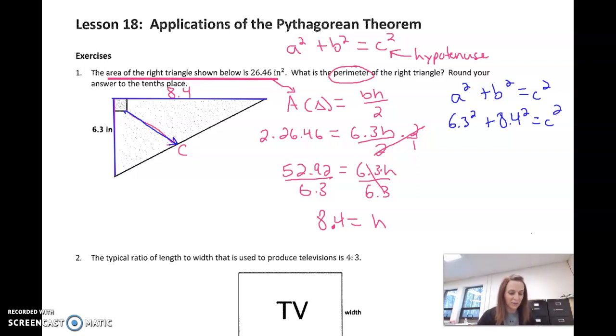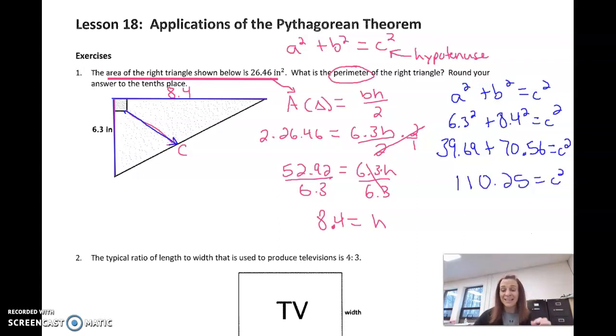Then I just type that in my calculator. 6.3 to the second power, 6.3 times 6.3, is 39.69, plus 8.4 squared is 70.56, equal to c squared. Then I add them together and I get 110.25 equals c squared.